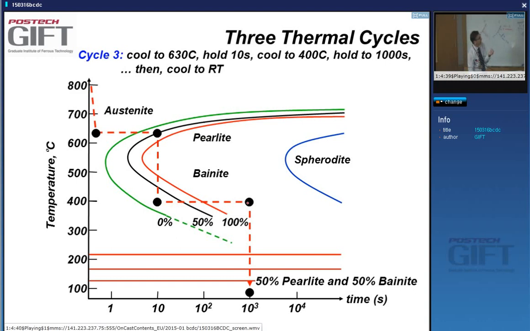It's bainite transformation. And when I cool down to room temperature, again, the fact that I pass the MS and MF temperature has no effect because the transformation is finished. Yeah, and I get 50% pearlite and 50% bainite.